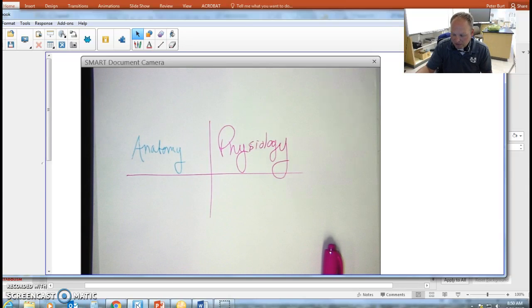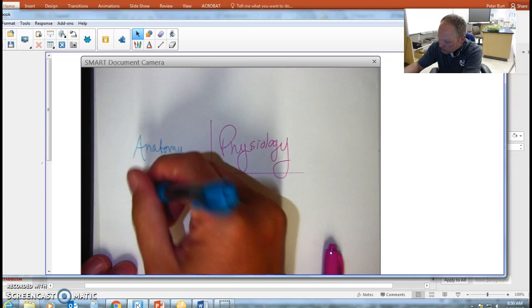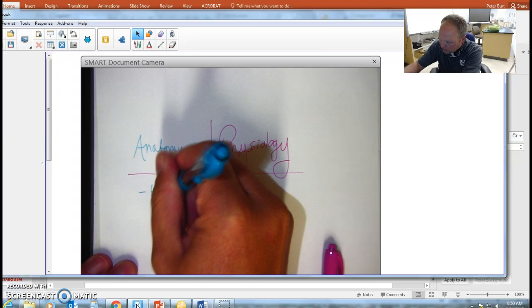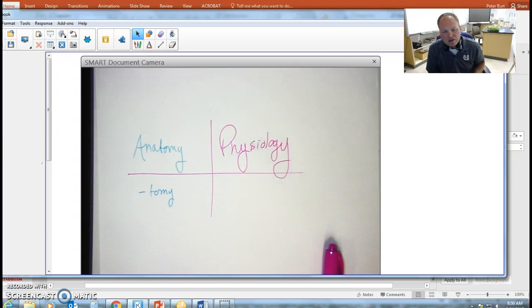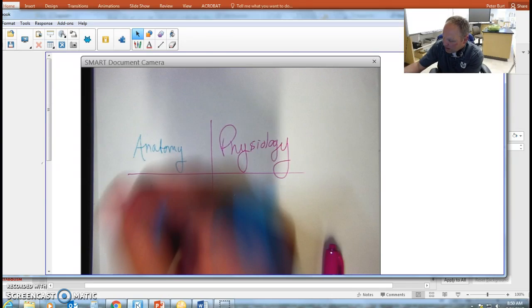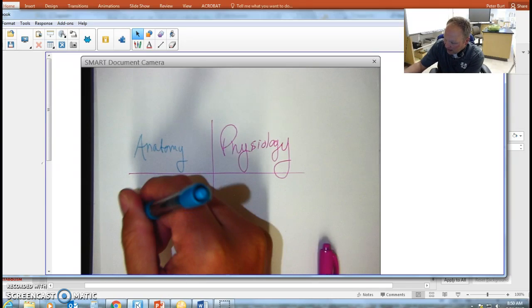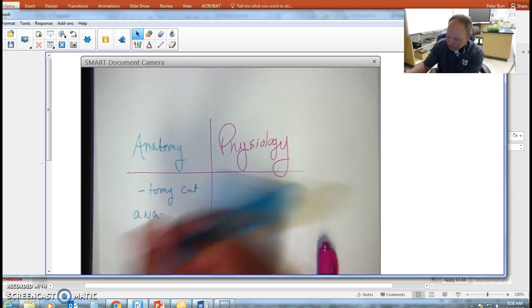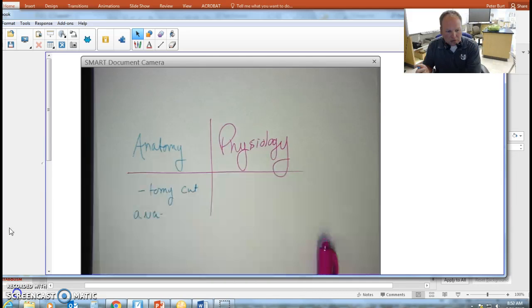So let's talk about anatomy first. If you have taken medical terminology, you should recognize the word tomy really often. We use tomy all the time. We use it in tonsillectomy, tracheotomy, colostomy. Tomy means to cut. And ana is a very good medical term as well. Ana in medical terminology means up.